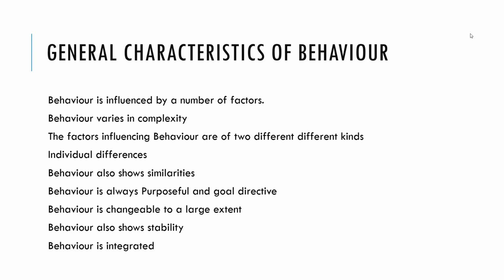Behavior varies in complexity. Now behavior can be as simple as walking or running, but behavior is also complex, such as learning a skill, building a habit of something. That is a complex behavior. The factors influencing behavior are of two different kinds. This is something which we will be talking about in the next slide, because it is a little bit of a broad topic.